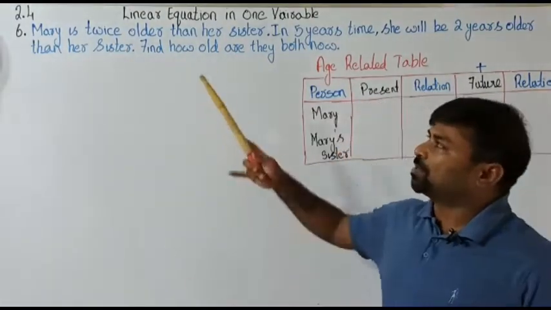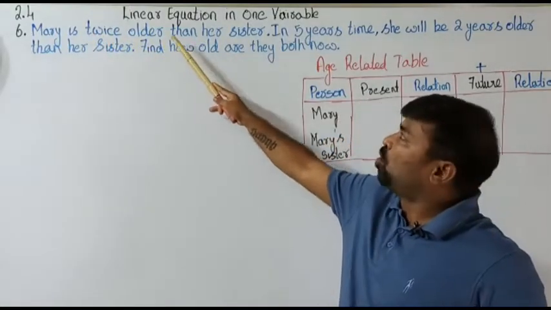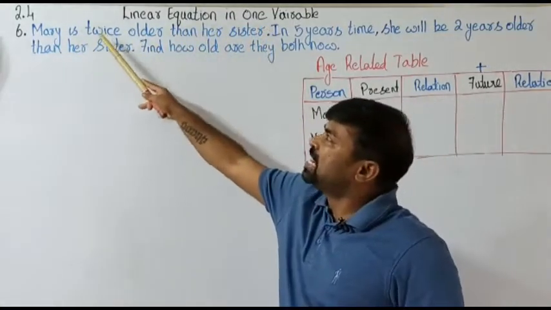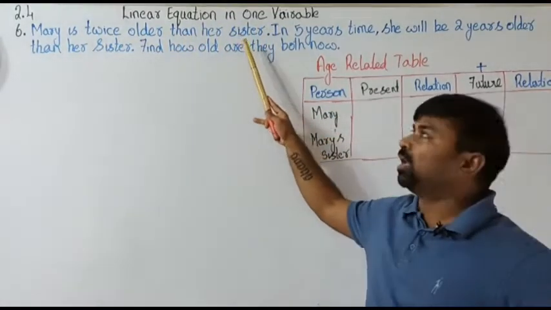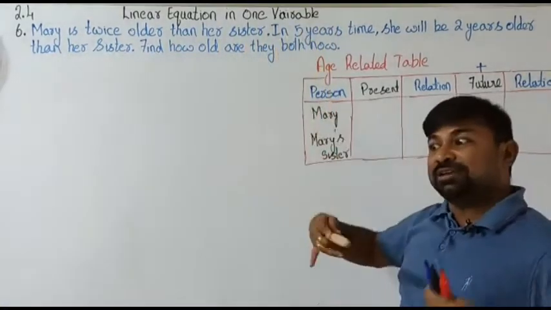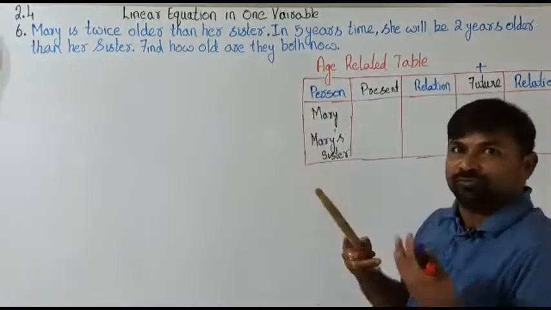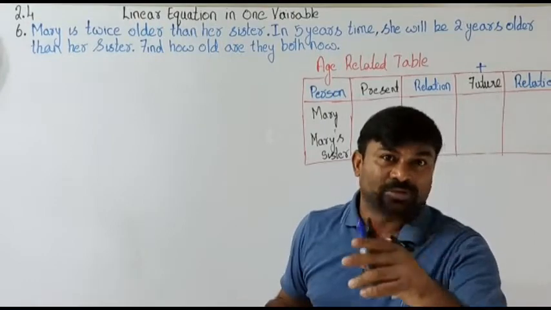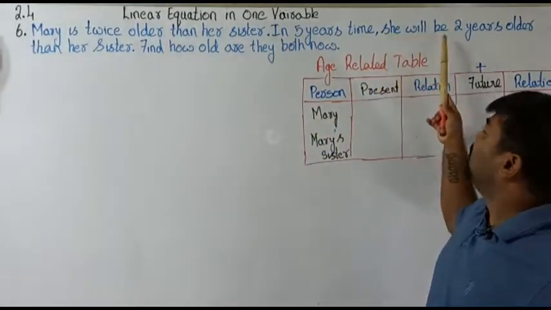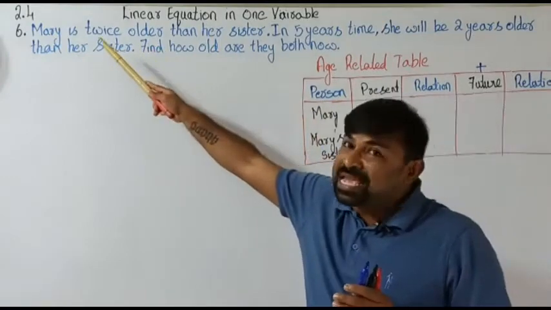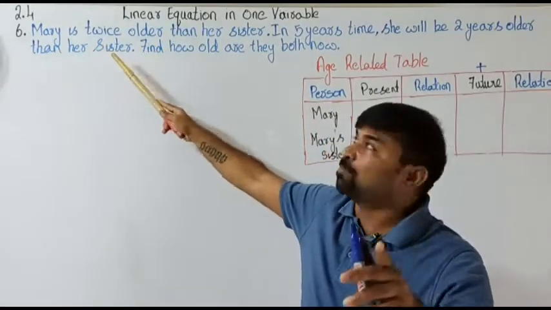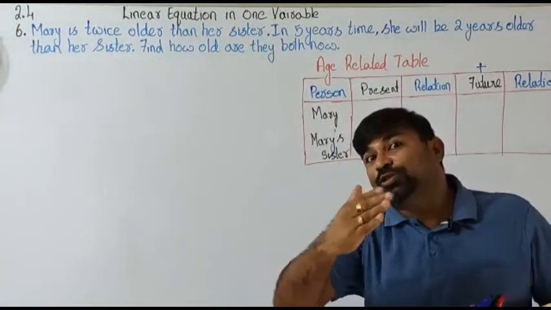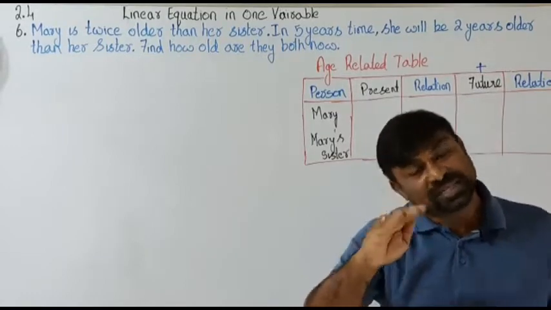Okay, now let's get back to the sum here. Mary is twice older than her sister. We are talking about two people, Mary and her sister. Now, in 5 years means after 5 years, obviously age will increase. Increase means plus. You have to remember that. So in 5 years' time, who is she? Mary. We are talking mainly about Mary. In 5 years she will be 2 years older than her sister. Older means again plus.